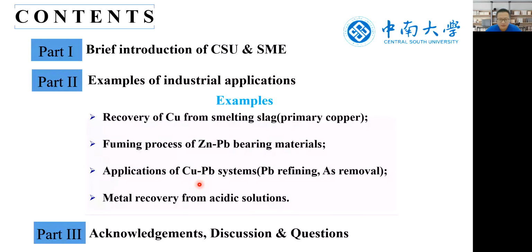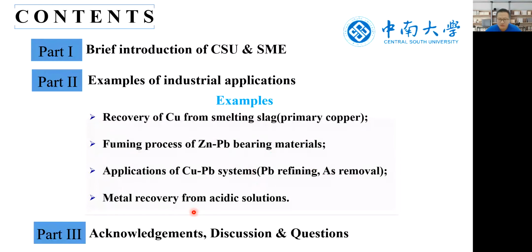The third one is going to be the application of the lead and copper binary system. I have two examples. First, the binary system used in the lead refining process. And the second is some work in our lab, and we are promoting it in industry, and pilot experiments are going on. We are using this binary system to remove arsenic from copper. This is a problem in the industry now.